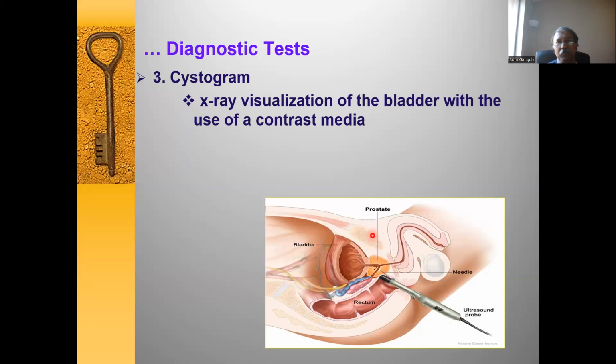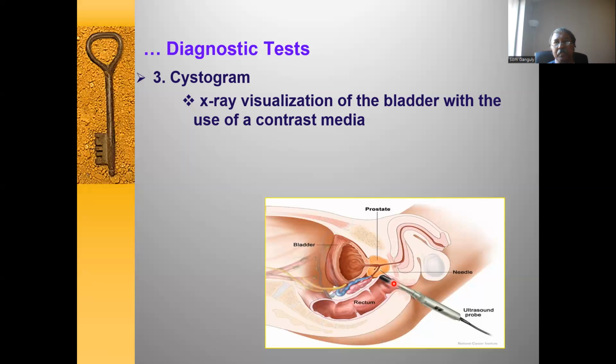Here is the symphysis pubis, to get oriented. Here is the patient in the lithotomy position, legs on the stirrups. This is the symphysis pubis, the pubic bone. The bladder is located right underneath. The prostate is located in between the symphysis pubis and the rectum.